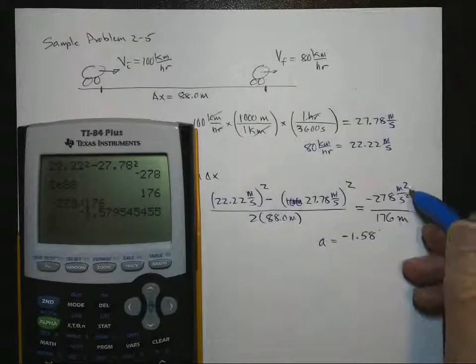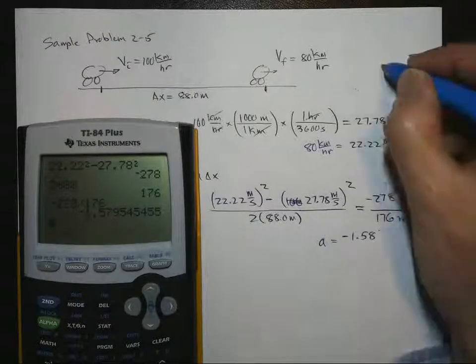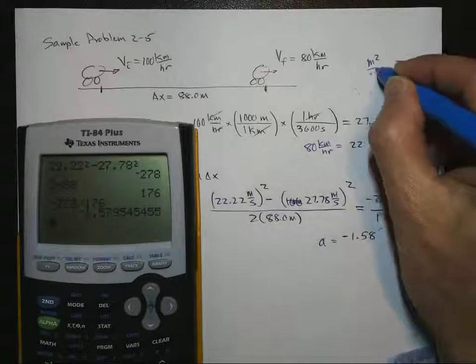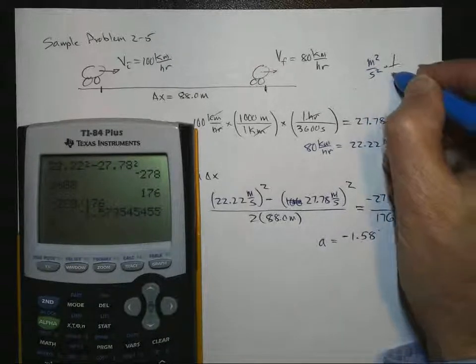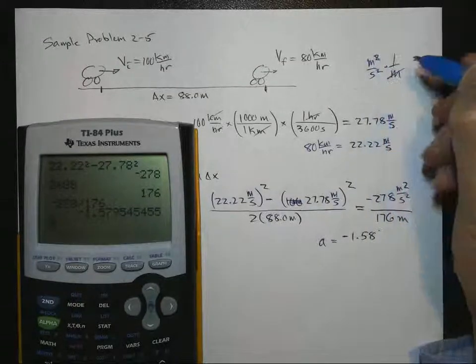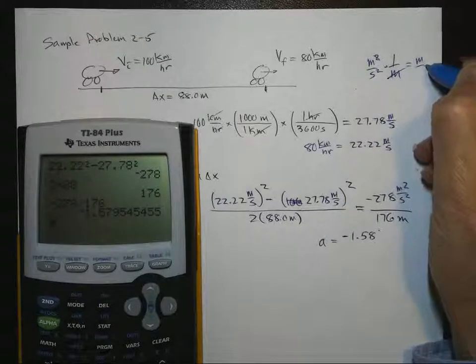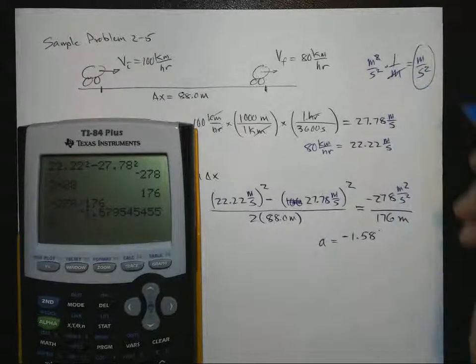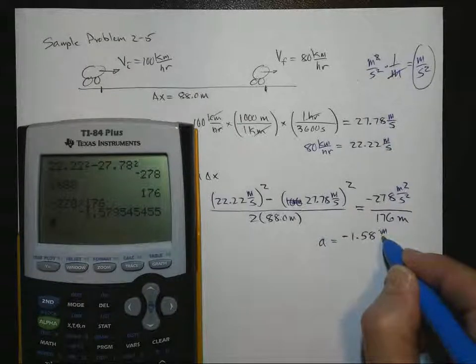What will happen with the units? You have meters squared over seconds squared divided by meters. The way that works, I'll show you up here. This would be meters squared over seconds squared. Instead of dividing by meters, we're going to multiply by 1 over meters. And the meters is going to cancel, the 1 on the top, the 1 on the bottom, and you're left with meter per second squared, your acceleration units. So we got our acceleration is minus 1.58 meter per second squared.